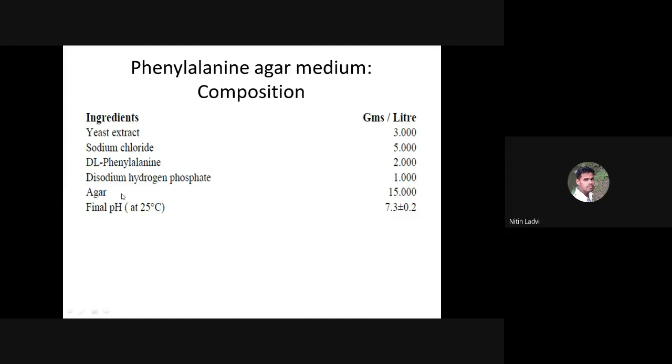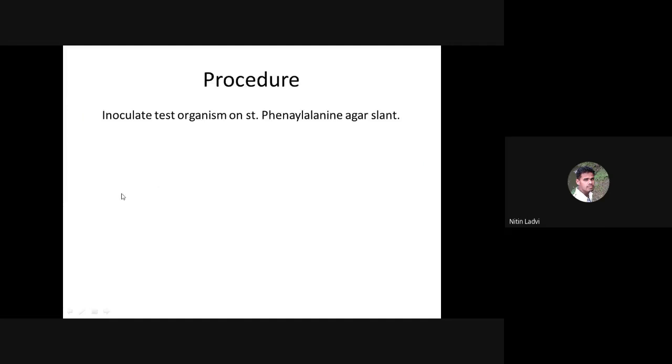pH 7.3. So now we are done with the composition and principle, and now we can go for the procedure.